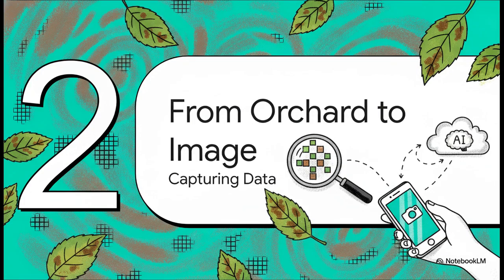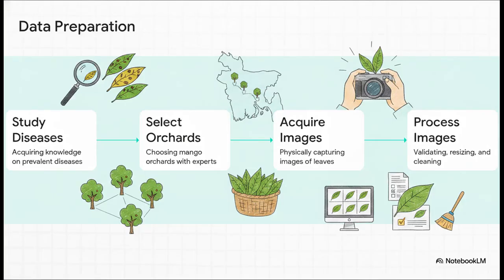Let's talk about capturing that data. Capturing those distinctive pixel patterns actually starts out in the muddy, unpredictable physical world. To build a solid AI, you first have to hunt down the data right at the source. The researchers building the Mango Leaf BD dataset followed a really systematic workflow for this.